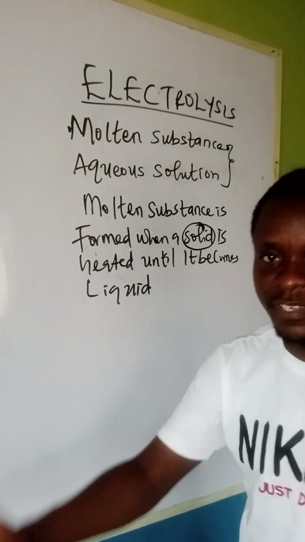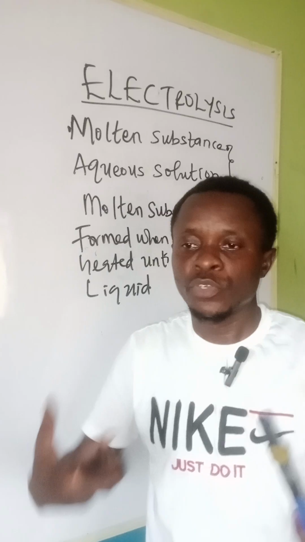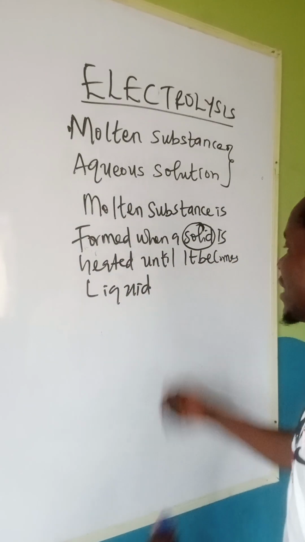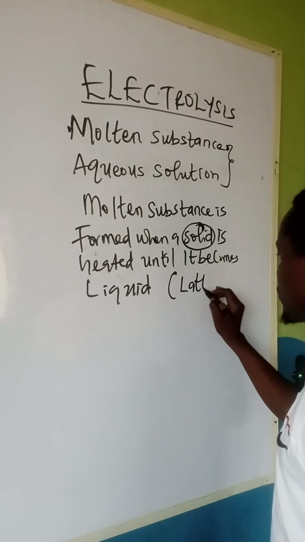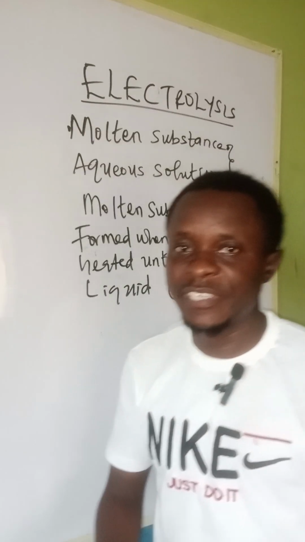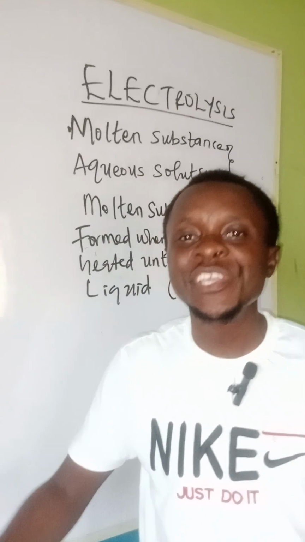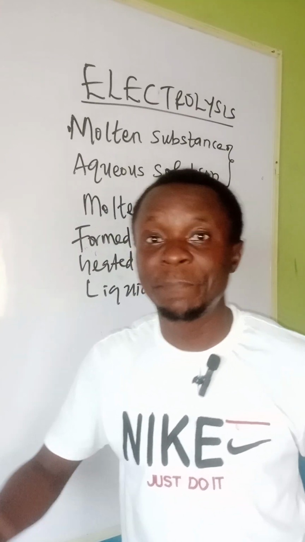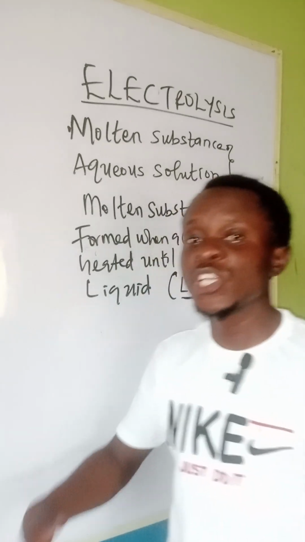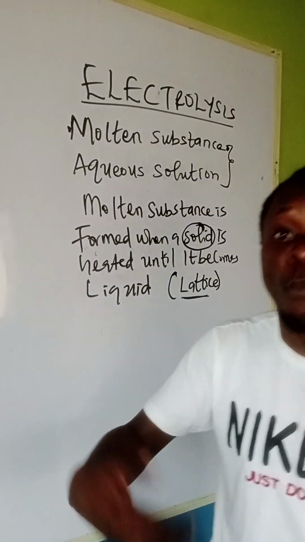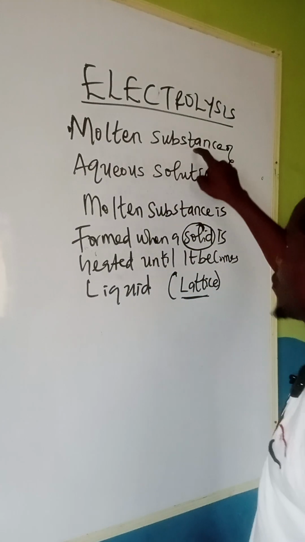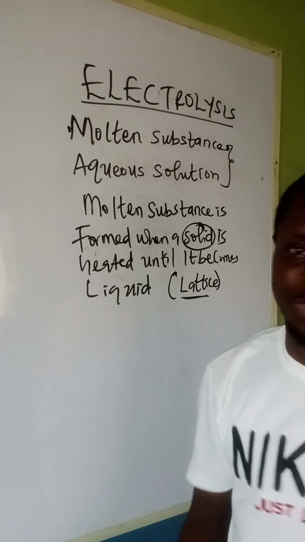solid is heated, they gain energy. So this energy which they gain helps them to break the lattice. And the moment this lattice is broken, they form free ions which have the ability to move around. And these mobile ions are the major reason molten substance can conduct electricity.